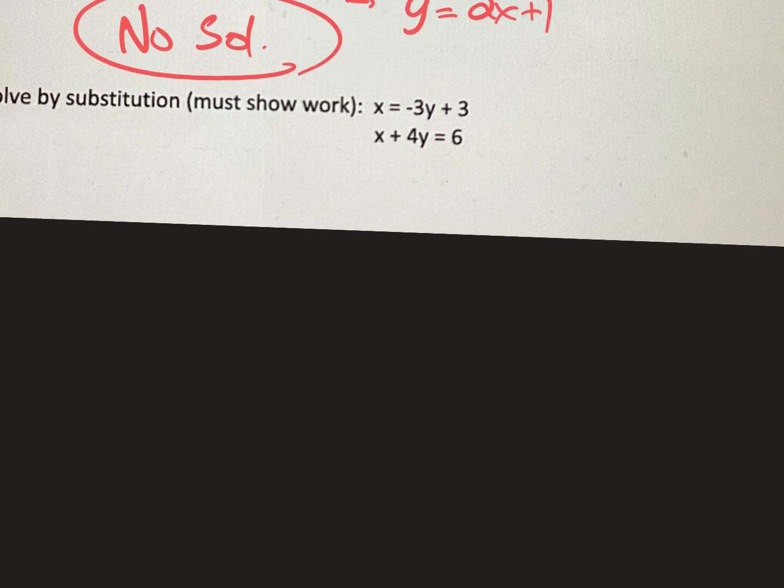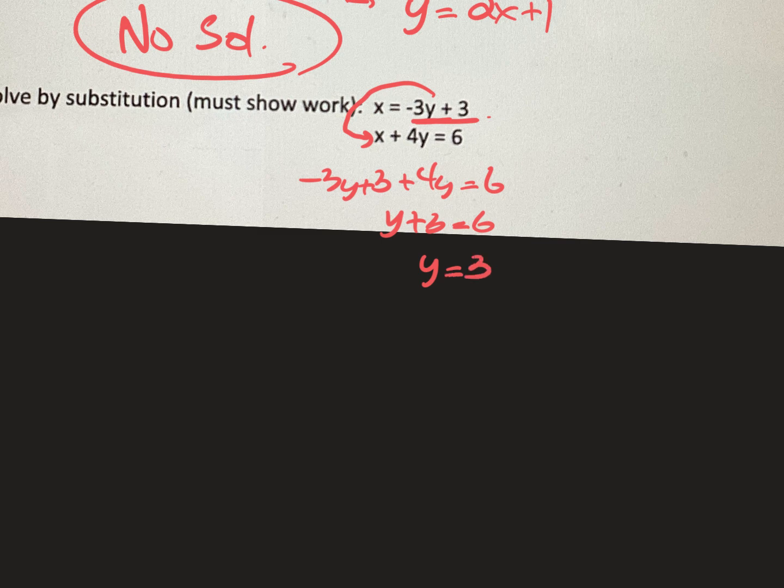One good thing about number 12 is I already know what x is. X is that right there. So I'm going to take that negative 3y plus 3 and plug it in for the other x. So I'm going to say negative 3y plus 3 plus the 4y equals 6. If you add all that up, you get 1y plus 3 is 6. Move the 3 over, you get 3. There's the y. Y is 3.